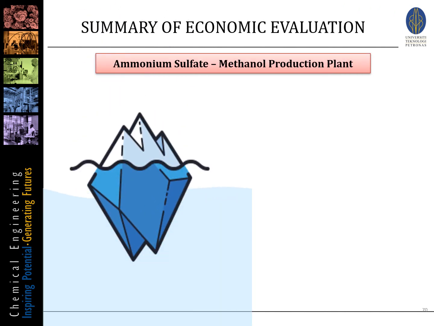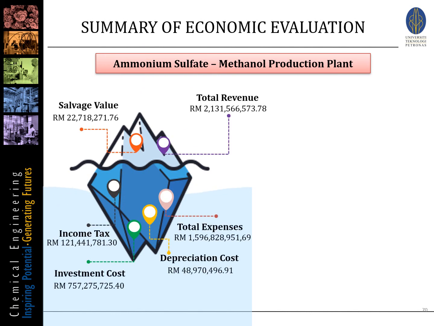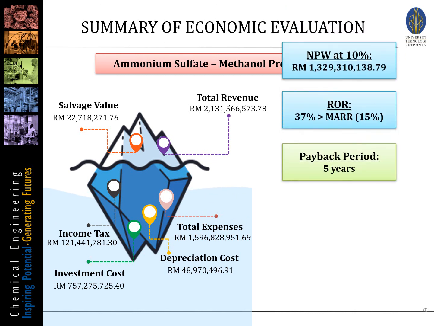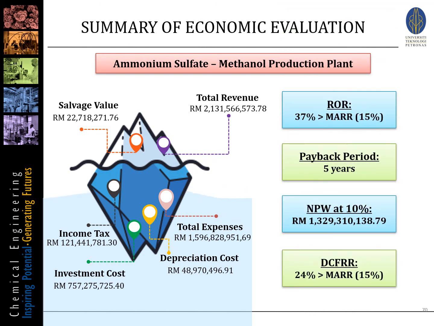Now I would like to summarize the economic evaluation that I presented earlier. Here we have all the costs for the ammonium sulfate methanol production plant. In the upper part we have the total revenue and salvage value, and in the bottom part we have total expenses, depreciation cost, investment cost, and also the income tax. Generally, the rate of return for this project is 37%, which is greater than the MARR at 15%. The payback period is 5 years, the net present worth at 10% is about 1.3 billion ringgit Malaysia, and the DCFRR is 24%, which is also greater than the MARR at 15%.